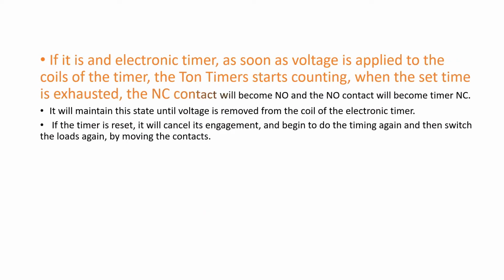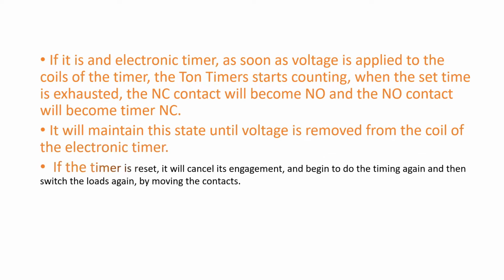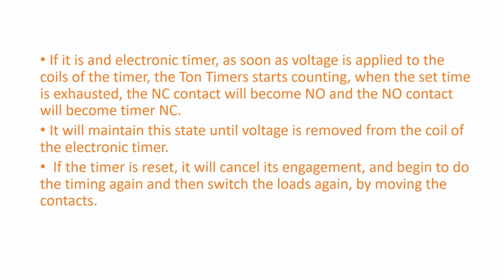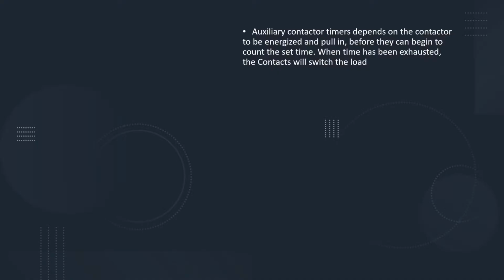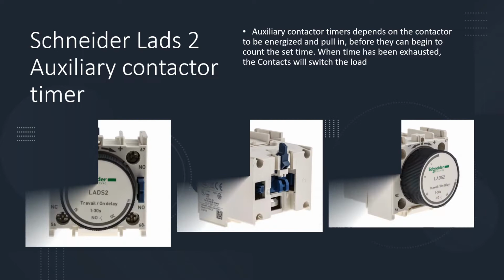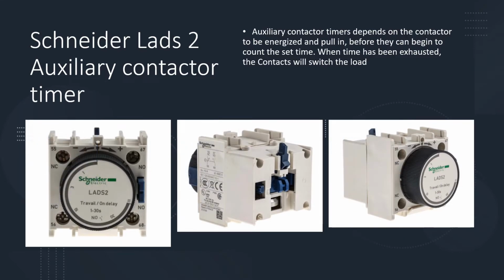If it's an electronic timer, the voltage is applied to the coil of the timer. The turn-on timer starts counting. When the time is exhausted, the normally closed contact will become normally open. The normally open contact will become normally closed. It maintains this state until voltage is removed from the coil. Auxiliary contact timers depend on the contactor to be energized and pulling in. As soon as the contactor pulls in, the timer can begin to count a set time, and when the time has exhausted, the contact will switch the load.